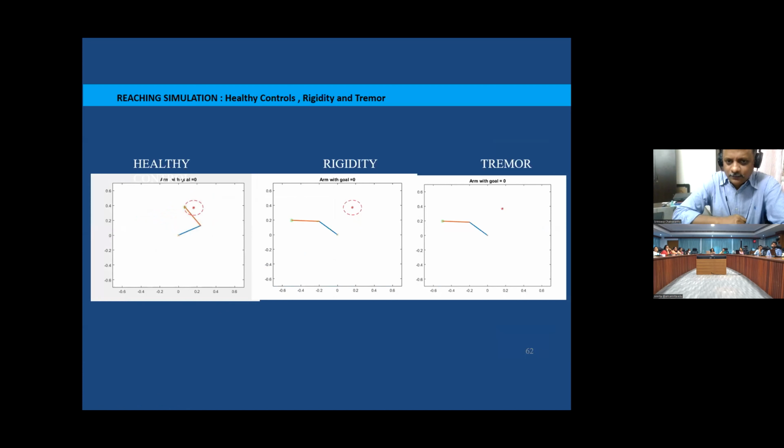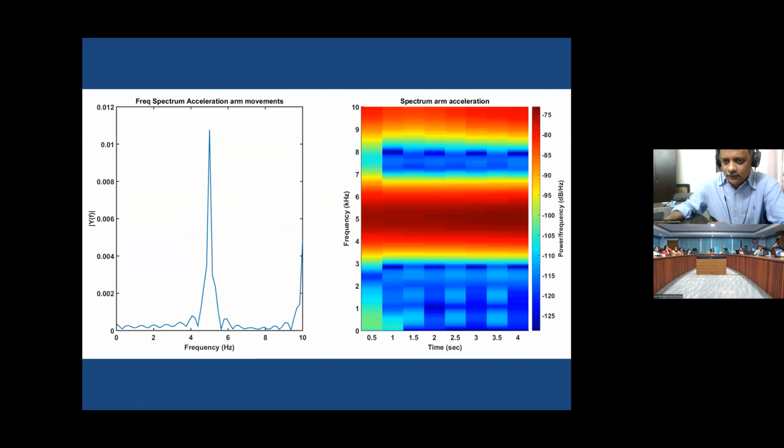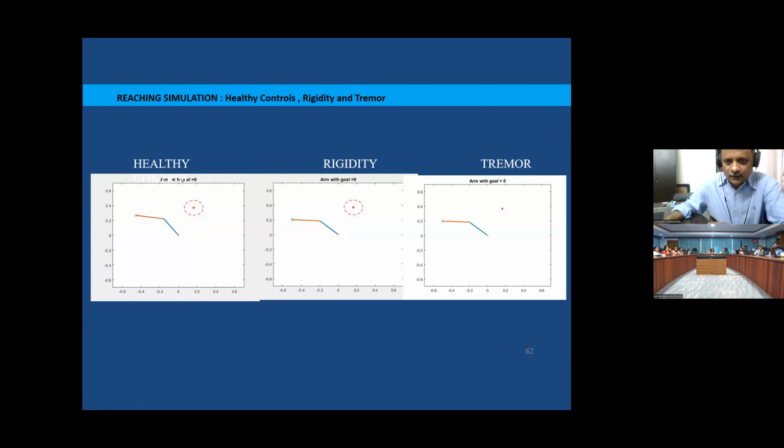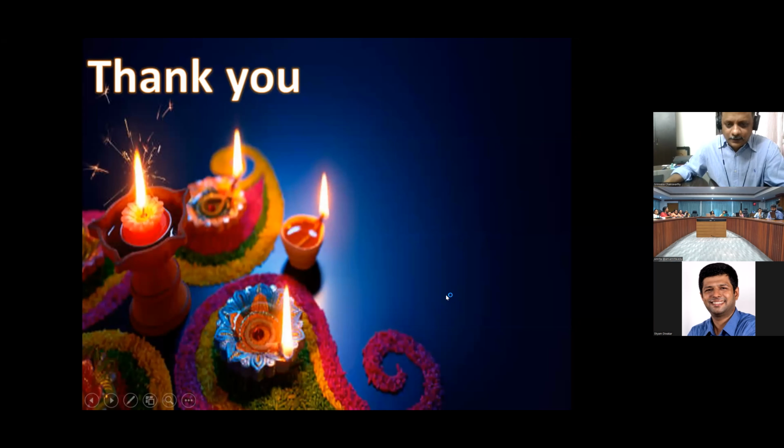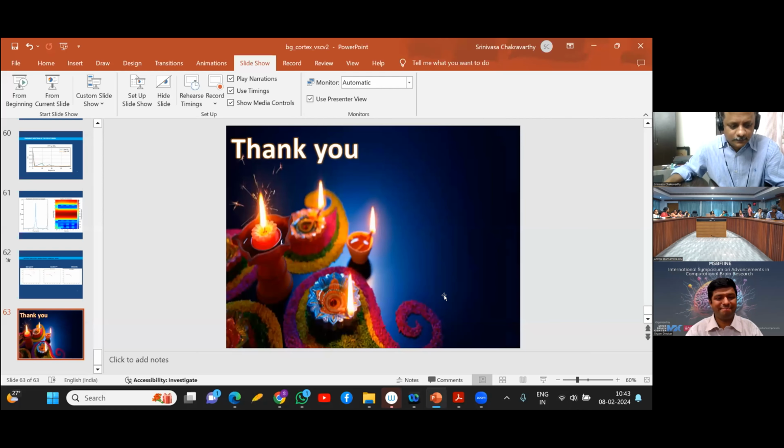This is the output of the model in the healthy case. And under the rigidity case, it's hardly able to move. The joints are rigid. And in the tremor case, you see that small tremor in the hand. If you measure that, it comes to this spectrum, about 5 hertz. Okay, so that's all I have to share today. I'll stop here and I can take some questions.